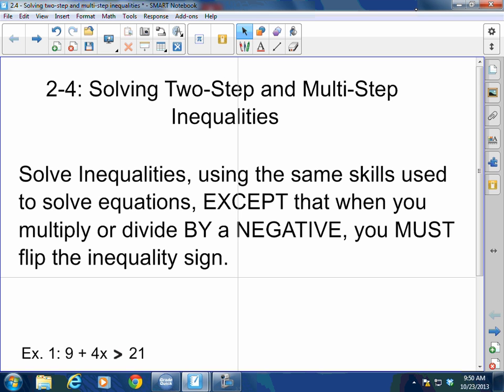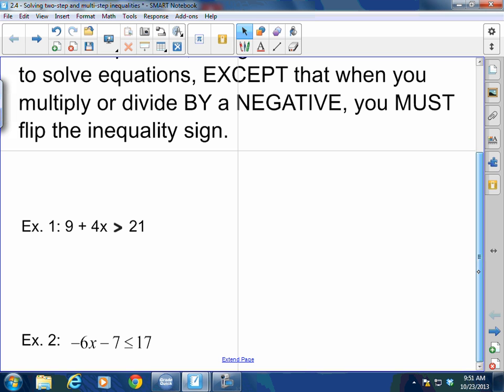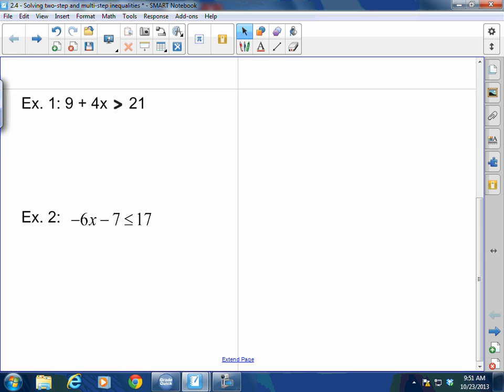Great job. Excellent. So, again, that's what we state first thing. Solve inequalities using the same skills used to solve equations, except that when you multiply or divide by a negative, you must flip the inequality sign. So in essence, my friends, there is nothing new to learn today.